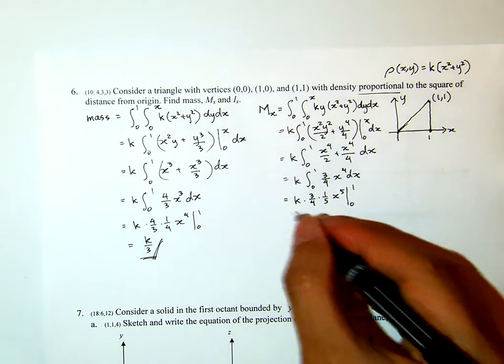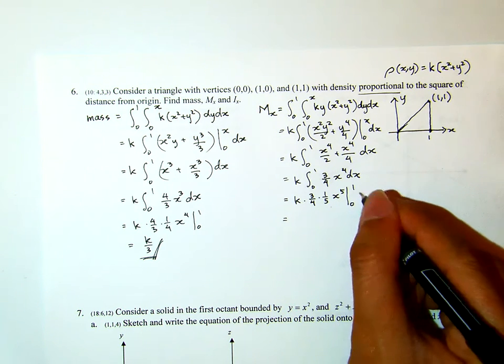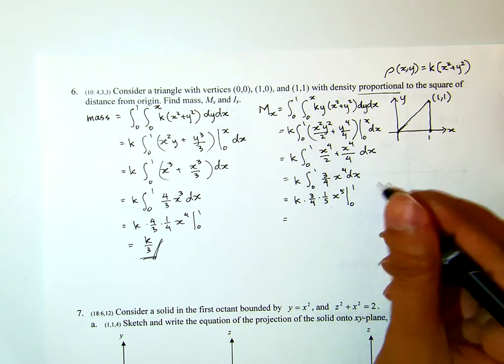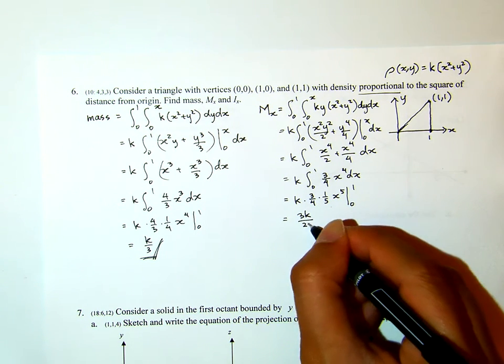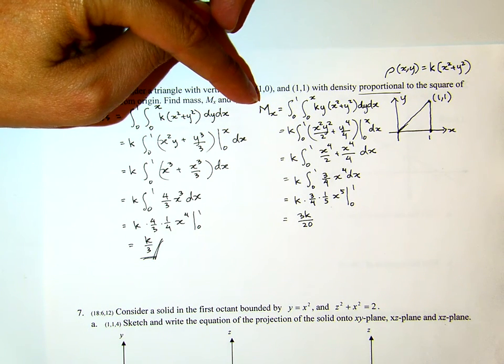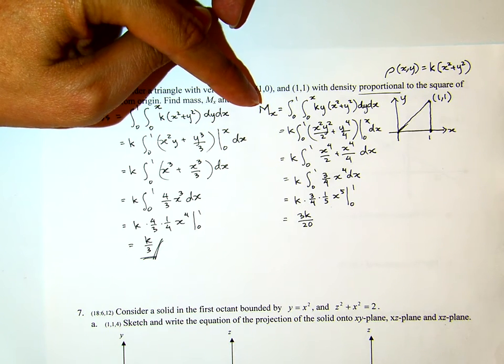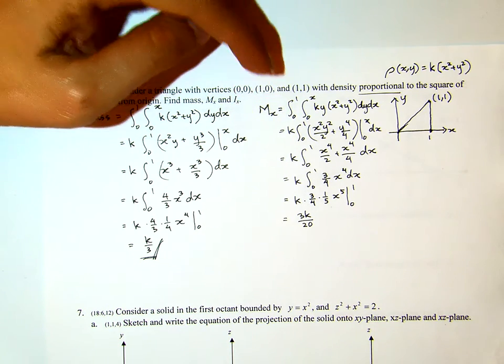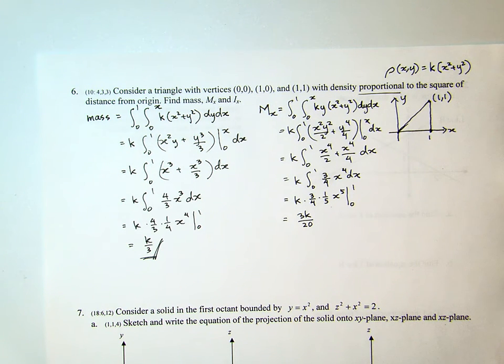The limits from 0 to 1, which we know will equal 1 here, right? Then if I compute this, I'll get 3k over 20. Notice that this is the moment, this is not the y bar. If you want to find the y bar, then you need to divide this moment with respect to the x-axis by the mass. And I think you will get 9 over 20.